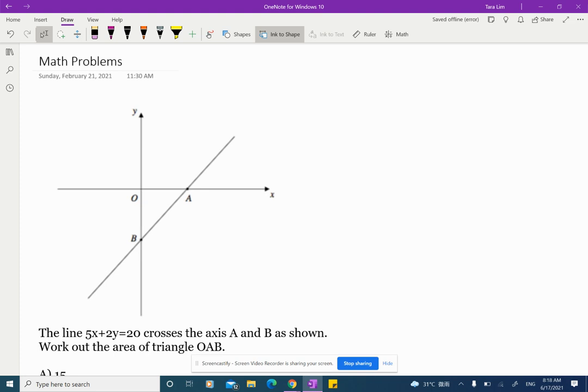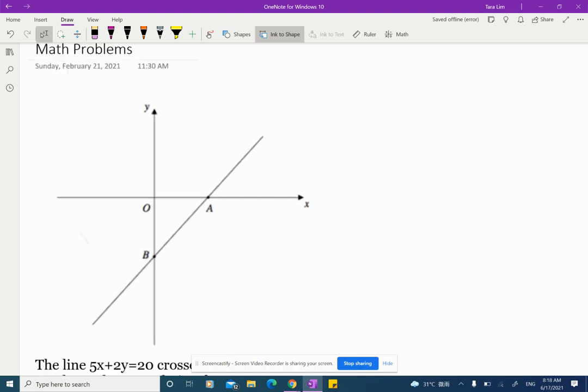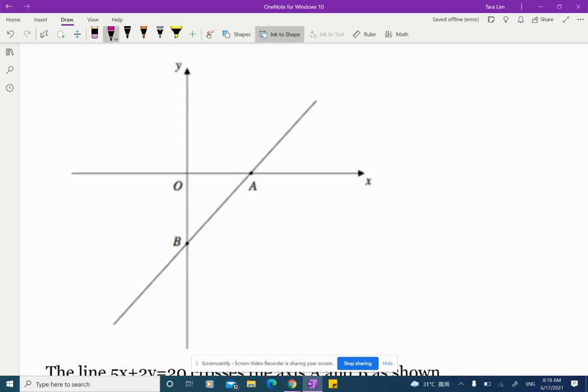The line 5x plus 2y is equal to 20 crosses the axes at A and B as shown. Work out the area of triangle OAB. So we must find the area of OAB, which is this triangle here.